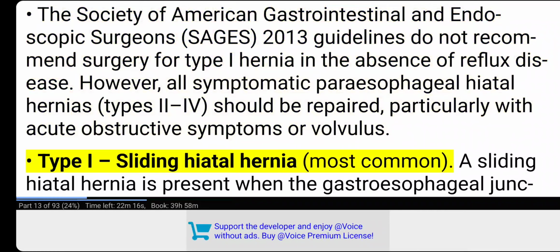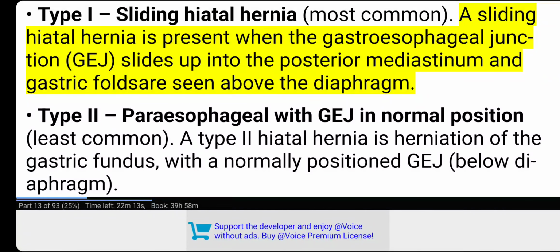Type 1. Sliding hiatal hernia, most common. A sliding hiatal hernia is present when the gastroesophageal junction, GEJ, slides up into the posterior mediastinum and gastric folds are seen above the diaphragm.